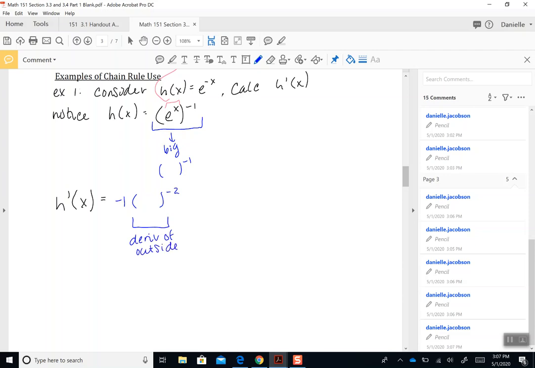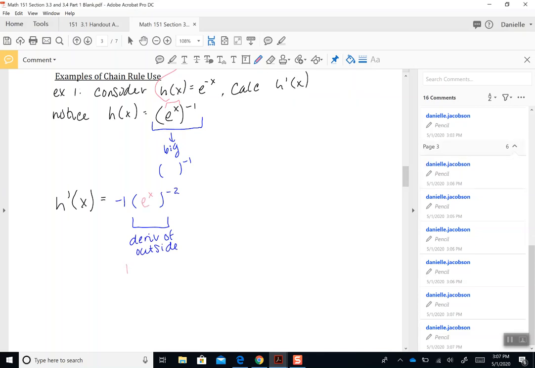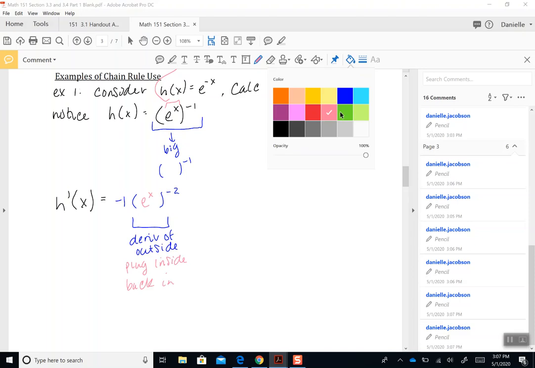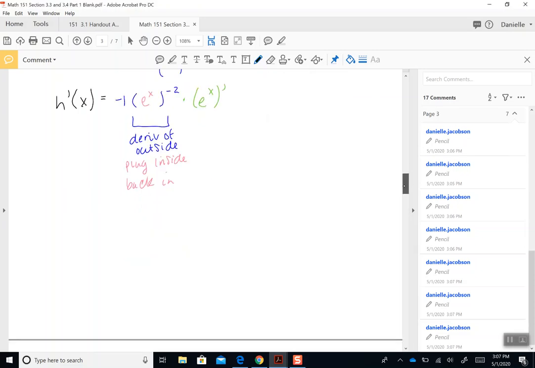Okay, and now I need to plug my inside back in. So I need to take my inside, which is e to the x, and plug it back in. Now I need to multiply that by the derivative of the inside. I decided my inside was e to the x, so I need to multiply this by e to the x prime. So now I'm just going to write that nicely all together.